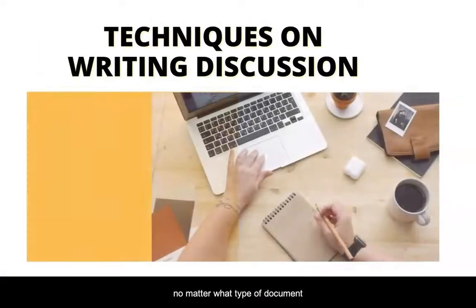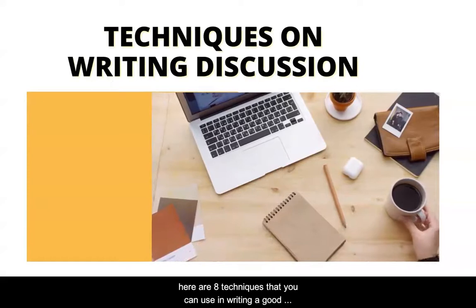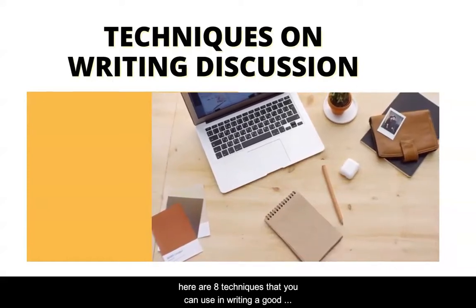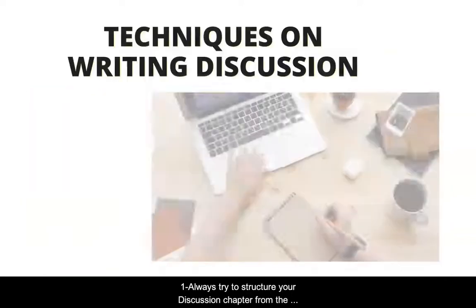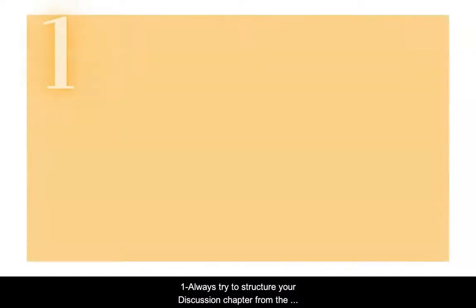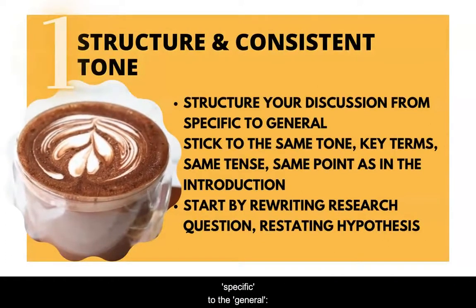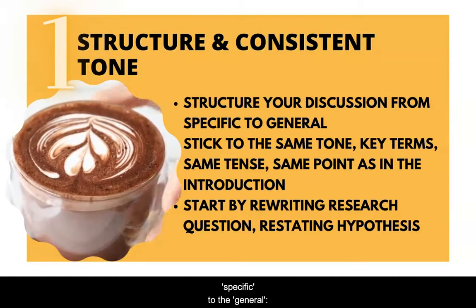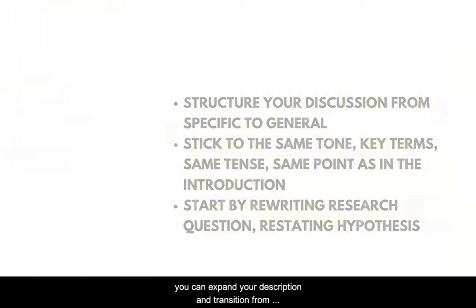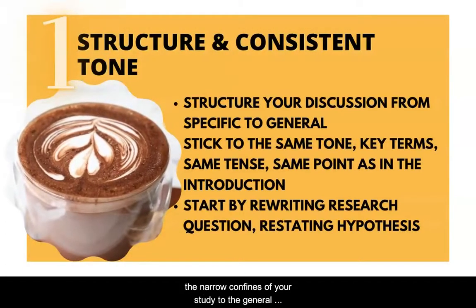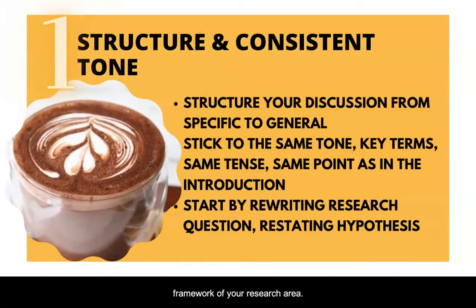No matter what type of document you are preparing, here are the 8 techniques that you can use in writing a good and focused discussion. First and foremost, try to structure your discussion chapter from the specific to the general. You can expand your description and transition from the narrow confines of your study to the general framework of your research area.